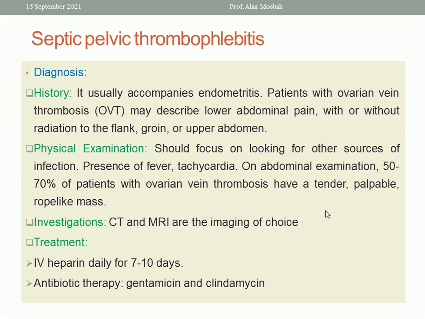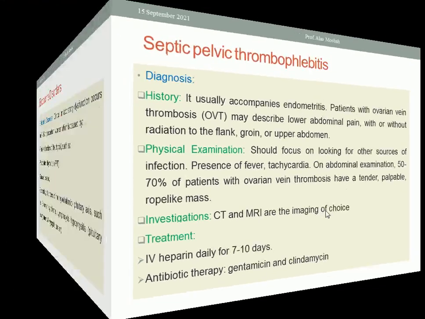There is fever, tachycardia. On abdominal examination, 50 to 70% of patients with ovarian vein thrombosis have a tender, palpable, rope-like mass. Investigation, MRI and CT is diagnostic. Treatment by giving intravenous heparin daily for 7 to 10 days and give antibiotic therapy like clindamycin, gentamicin.